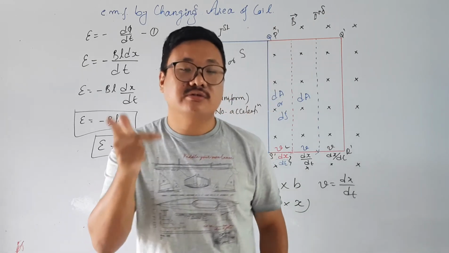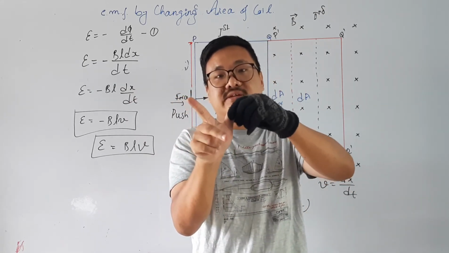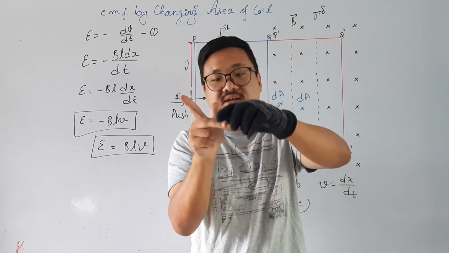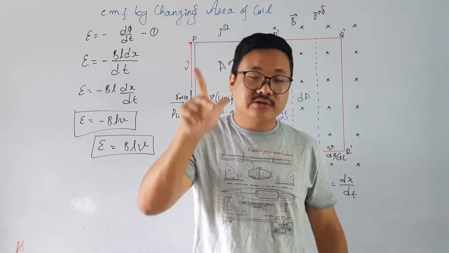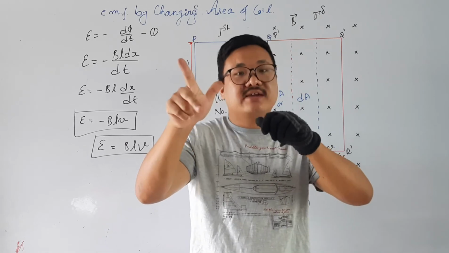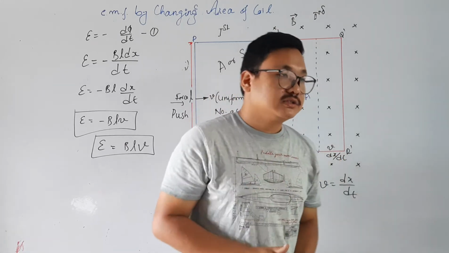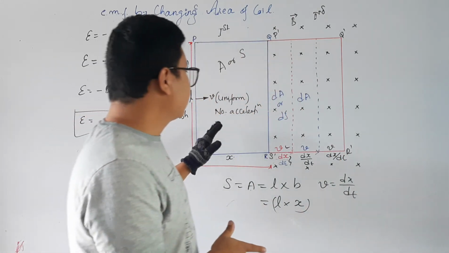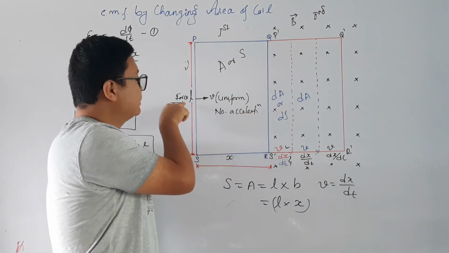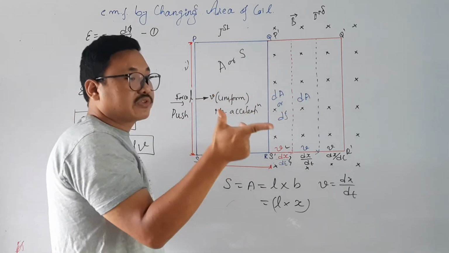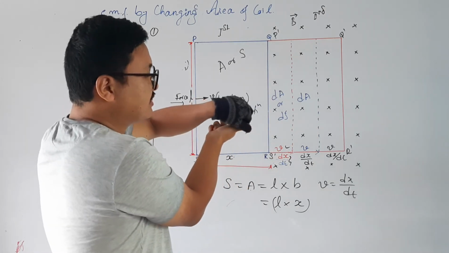Rest is the same. In Fleming's left hand rule, father, mother, child: father is force, mother is magnetic field, child is current. So we want to find the direction of current. It is used the same way as Fleming's left hand rule: force, magnetic field and current. This coil is moving in this direction, so this is the velocity and this is the force in the same direction. Father is force, so I have to point this force towards this.